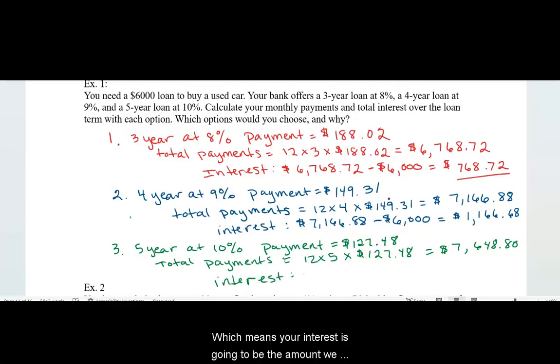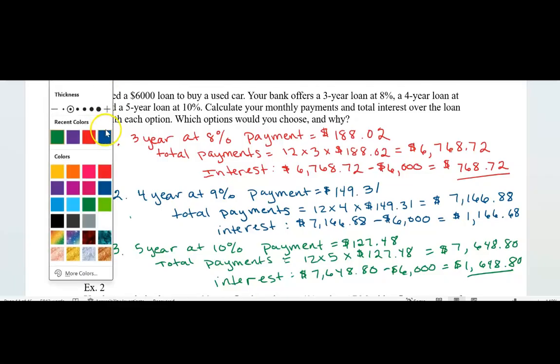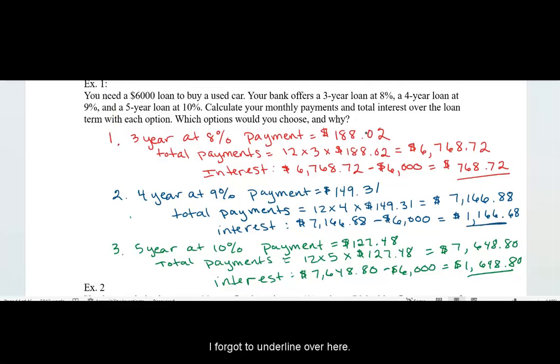Which means your interest is going to be the amount we just found minus the loan amount. And that's going to give us $1,648.80. And I forgot to underline over here. All right, we're looking at three things here.